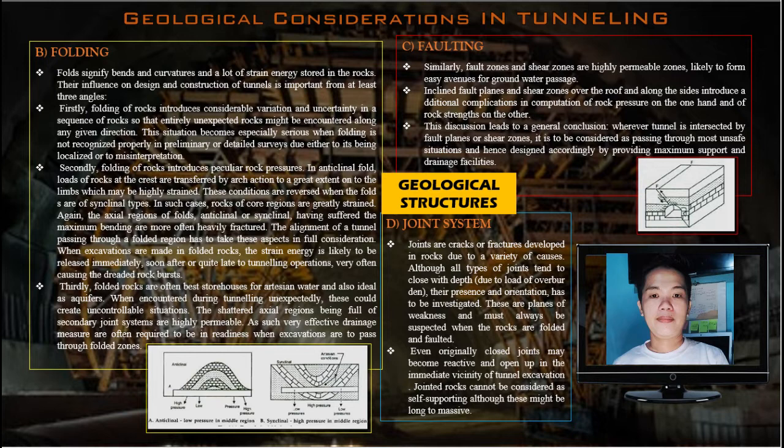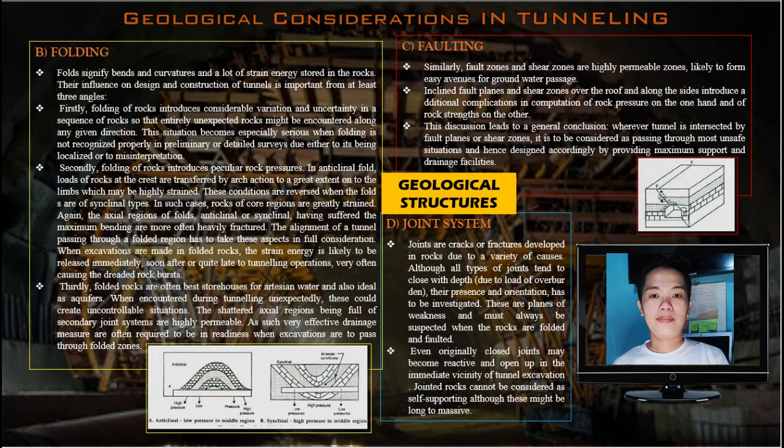In case of faulting, fault zones and shear zones are highly permeable zones likely to form easy avenues for groundwater passage. Inclined fault planes and shear zones over the roof and along the sides introduce additional complications in computation of rock pressure on the one hand and rock strengths on the other. This discussion leads to a general conclusion. Wherever a tunnel is intersected by fault planes or shear zones, it is to be considered as passing through most unsafe situations and hence designed accordingly by providing maximum support and drainage facilities.